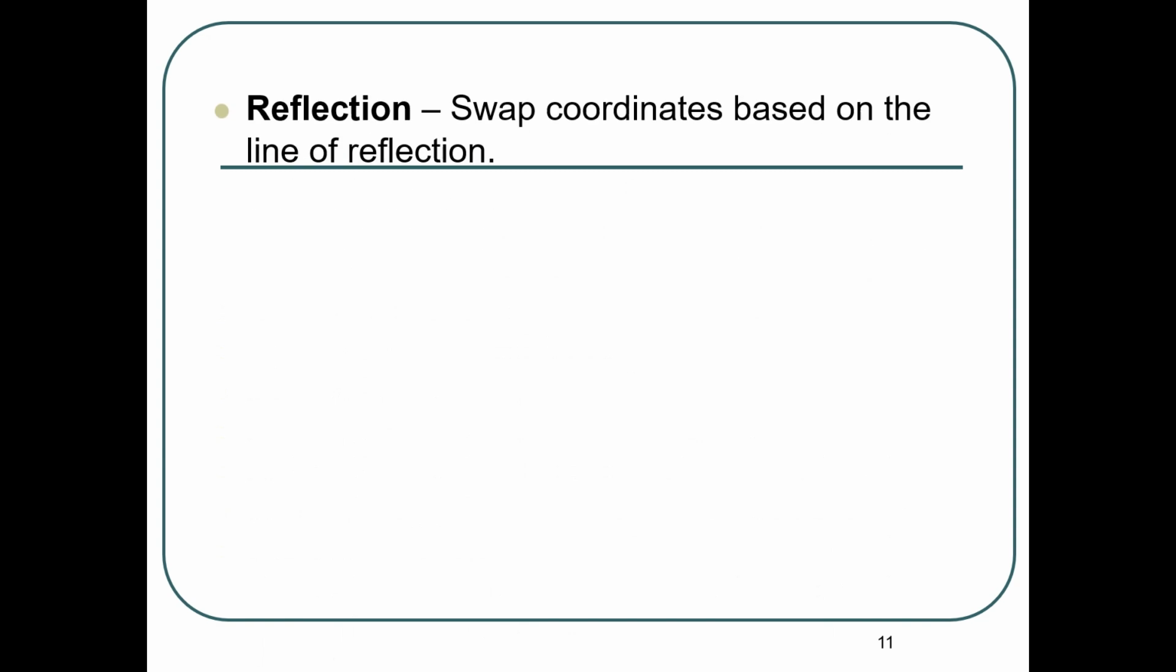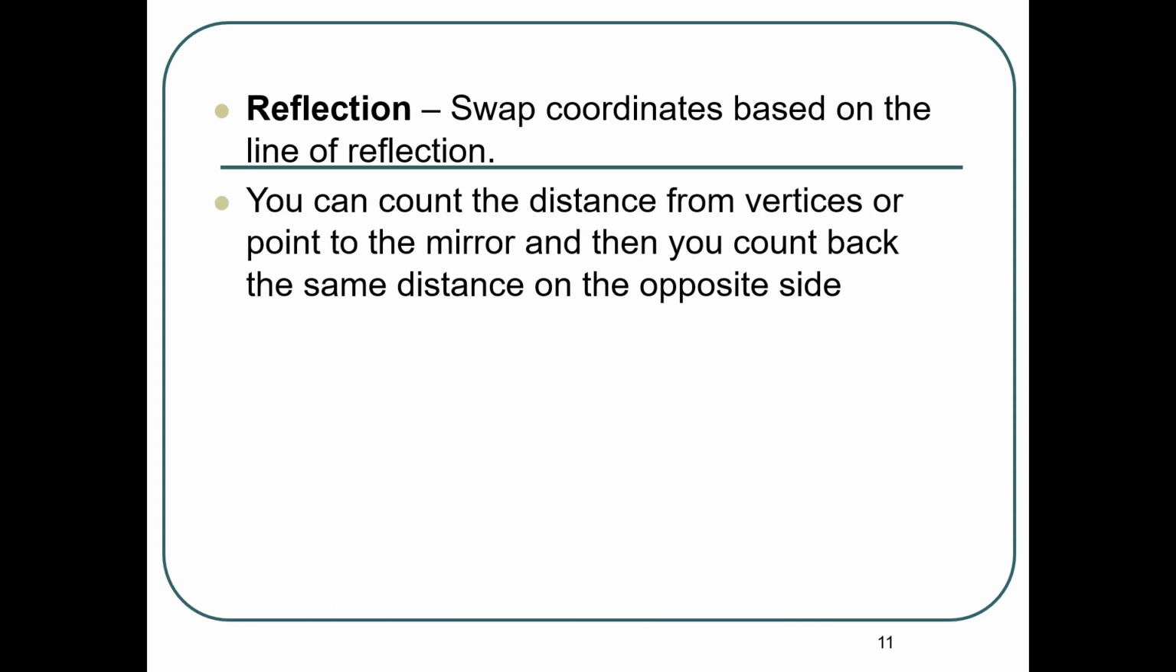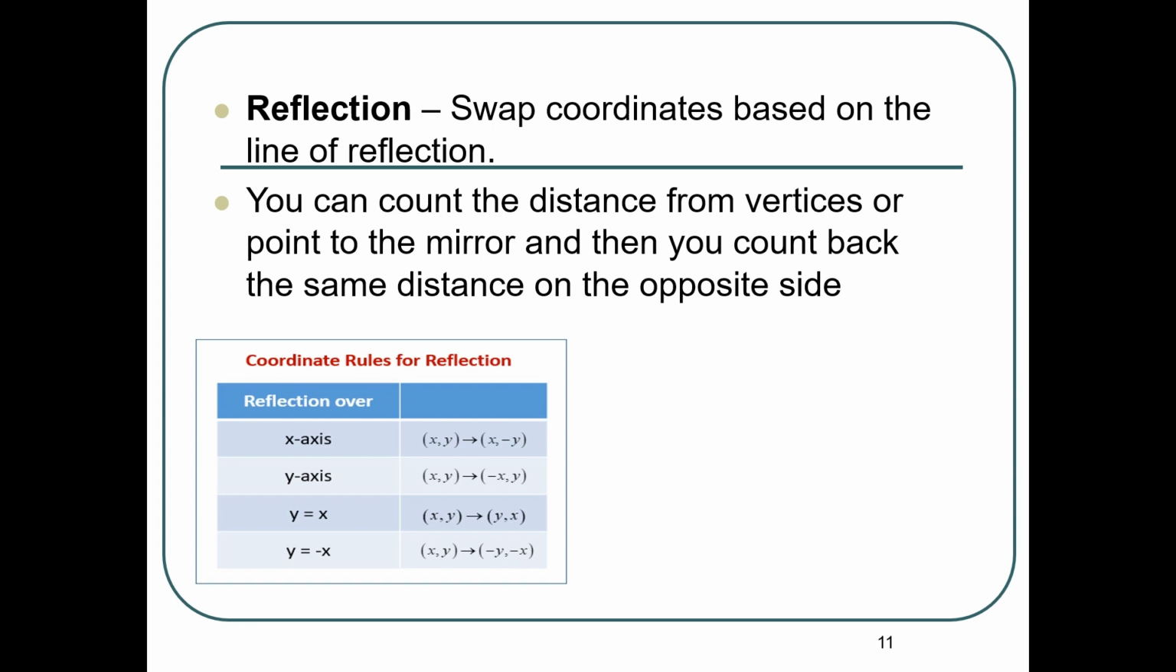Reflection, you swap the coordinates based on the line of reflection. You can count the distance from the vertices or the point to the mirror line, and then you count back the same distance on the opposite side.